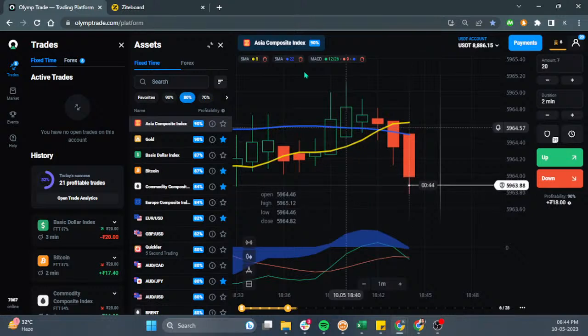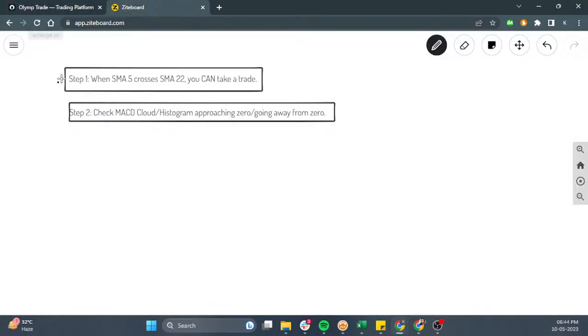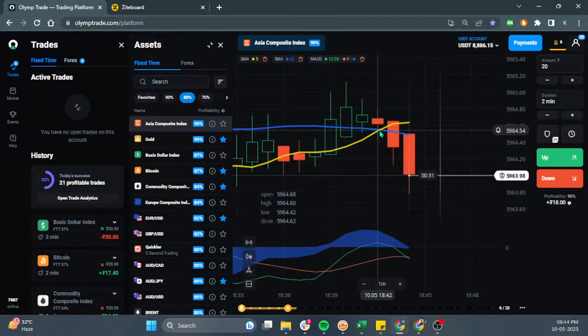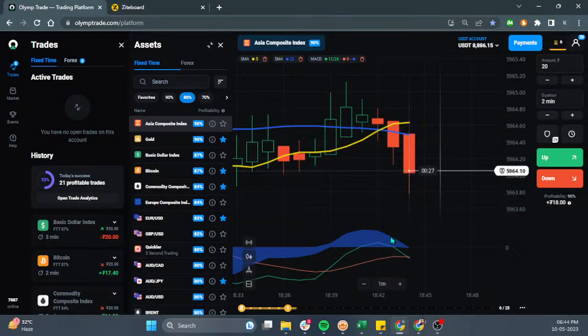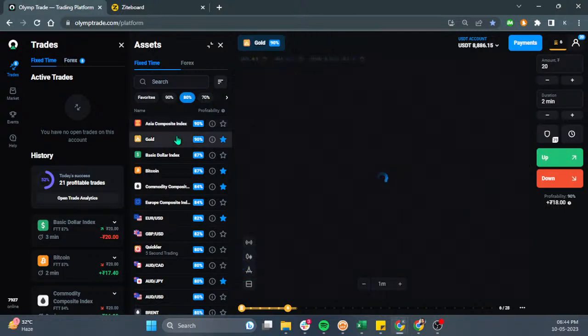Okay. So these two steps, you can either write them down or take a screenshot and save it somewhere. But please make sure that whenever you are using the Horizon strategy, you follow these two steps. Step one, SMA5 is crossing SMA22, which it is here, but the cloud or the histogram is not supporting the same trend. So we will not be opening a trade over here. Anyway, right now the situation is I had a loss, so I have to recover this one too.